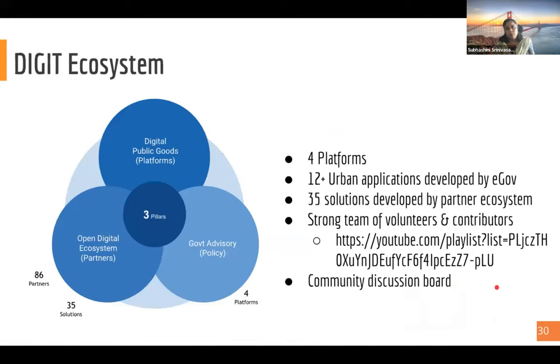And finally, the Digit ecosystem. For a platform to be successful, it needs to align with policy and the ecosystem. The ecosystem needs to adopt, and that is how a platform becomes successful. So we've got an open digital ecosystem with 86 plus partners who have built 35 urban solutions on top of Digit. We've got four platforms, including all the other missions aside from urban. Bharat Electronics, BEL, is a partner who contributed source code back into Digit. And we've also got a strong team of volunteers and contributors.